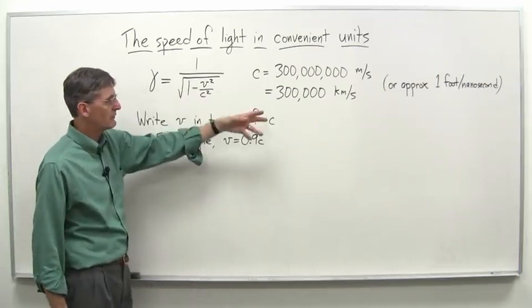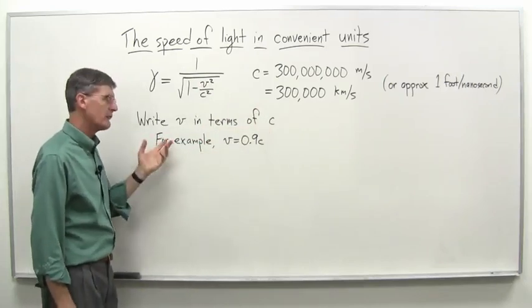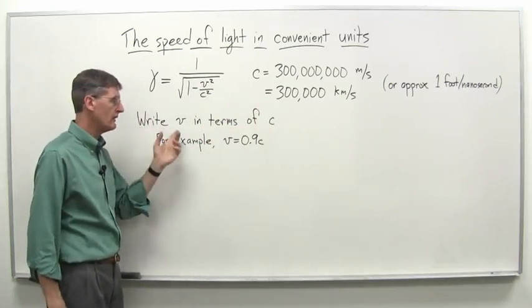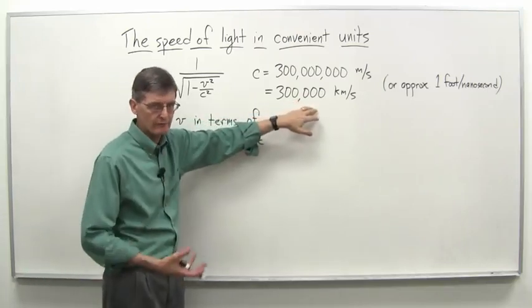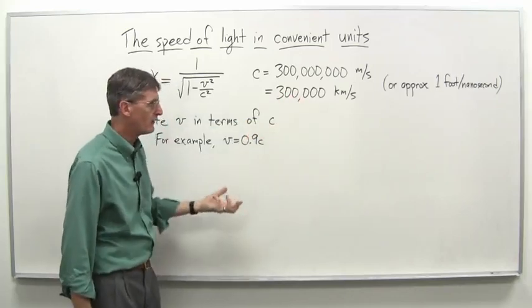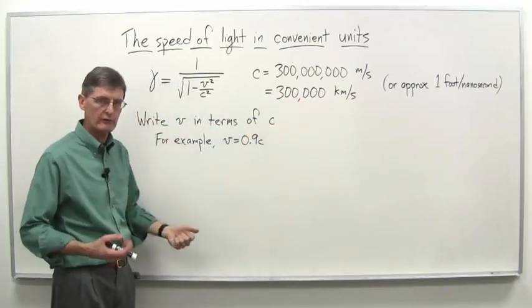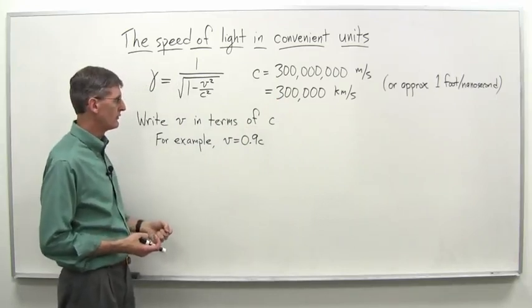So 300 million meters per second, 300,000 kilometers per second. Note what happens though if we just deal with v in terms of c. And by the way, we've been using these units because I wanted you to get a feel for the magnitude of some of these numbers, or sometimes how small they are, when doing the problem sets and working with those numbers.